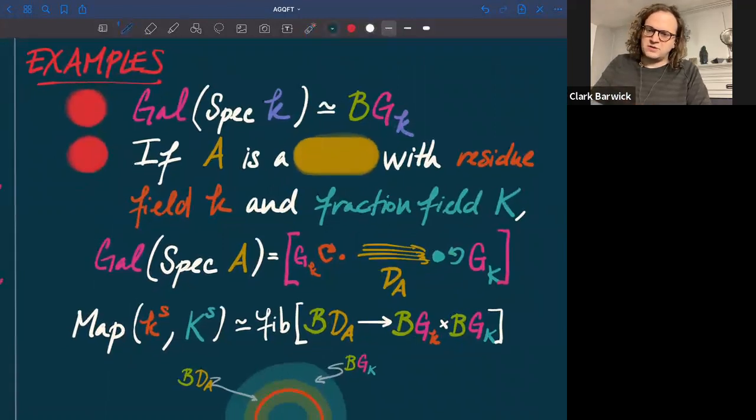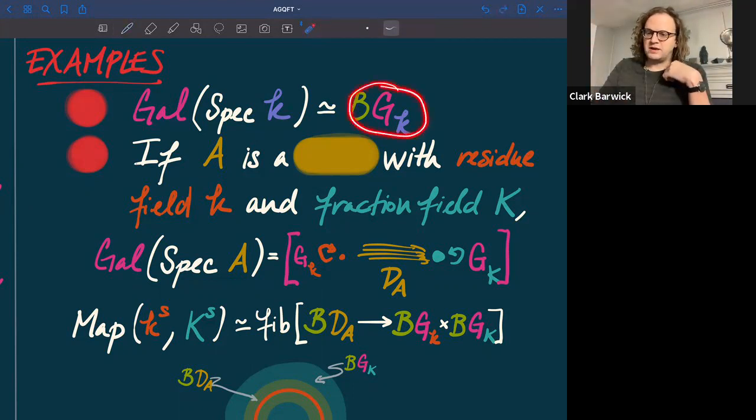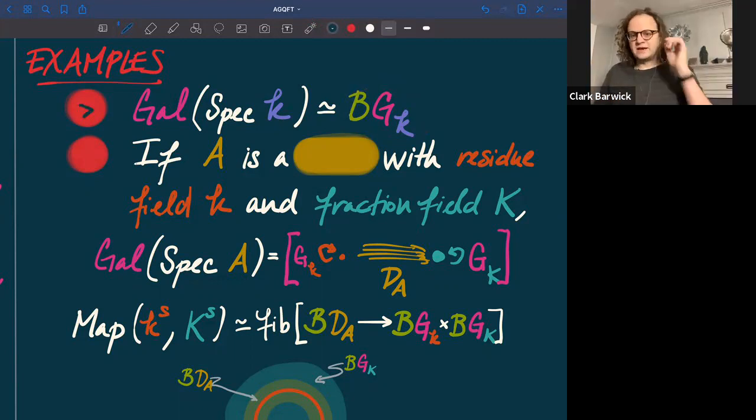Well, first I have to do the conventional example. I have to take a field and look at Gal of it. And I have to see that a point of this, an object of this category, is the same thing as a separable closure of K, and a morphism is just an isomorphism between these two separable closures. So I'm ending up with just a copy of the classifying space of the absolute Galois group of K. So once again, nothing much happens if you just take a field.